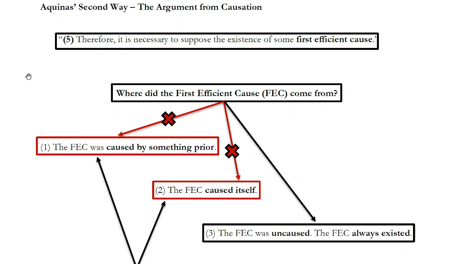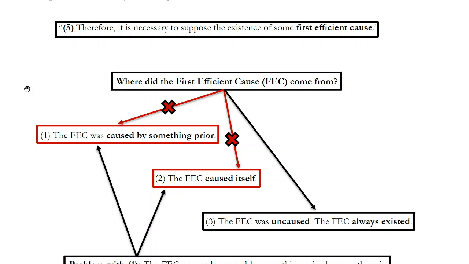Now what does that leave us? I think it leaves us with the following option. The first cause was uncaused. That is to say, the first cause has always existed, it is eternal. So to say that something is uncaused just means that there was never a time when it didn't exist. It always existed, it was immortal, it was eternal. And this seems to be the only sort of explanation or answer Aquinas could give for where did the first cause come from. It didn't actually come from anywhere. It was just always there.